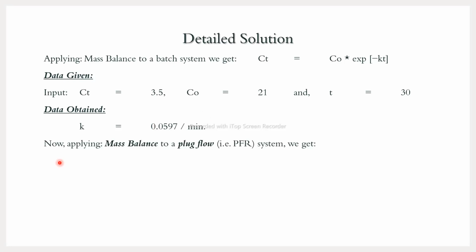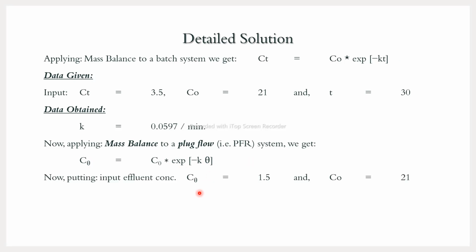If you apply the mass balance to a plug flow reactor, PFR, system, then this formula basically changes. That was the formula for a first order batch reactor. This is first order for a plug flow reactor. Just the t becomes theta. As I told earlier, it is not normal time, it is space time. The theta value is what you have to calculate from the other values. The C theta is what you have to achieve as the effluent concentration, 1.5, and C naught is 21. The initial concentration is already given. By putting these values, we get the theta value as 44.2 minutes.